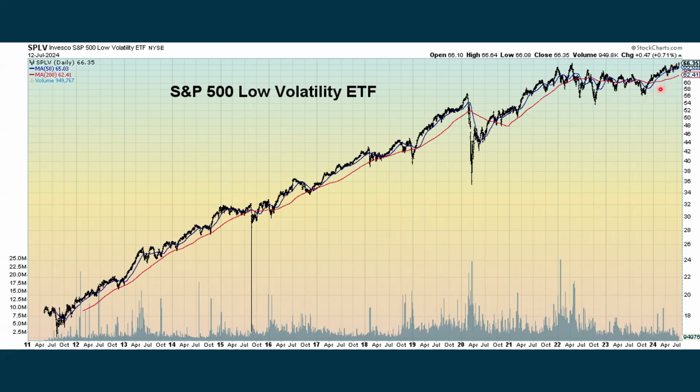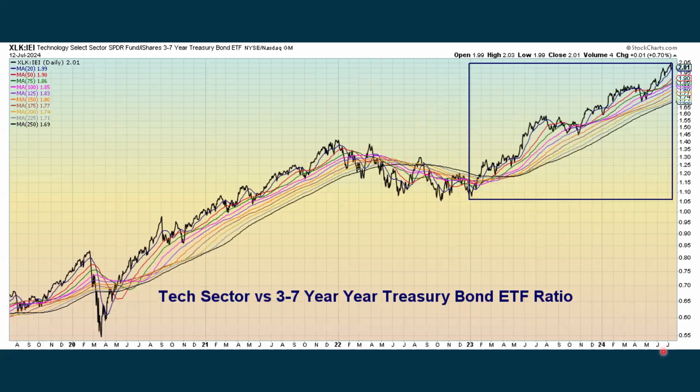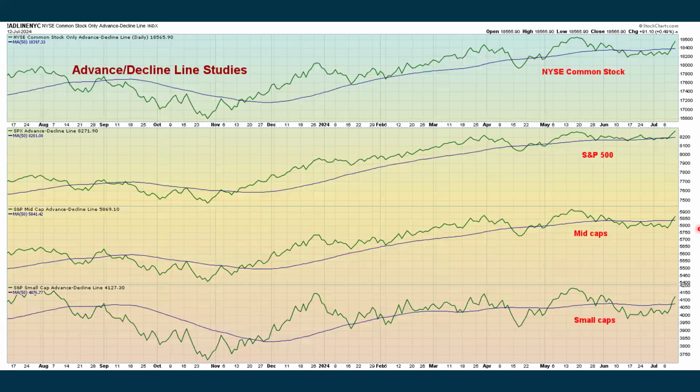When we look at this all by itself, it's in an uptrend, and it's above its 50-day moving average and looking pretty good. But when we compare it to the S&P 500 on a ratio basis, the low volatility ETF continues to really underperform. Then we look at the tech sector, compare it with bonds, showing that the tech sector is outperforming.